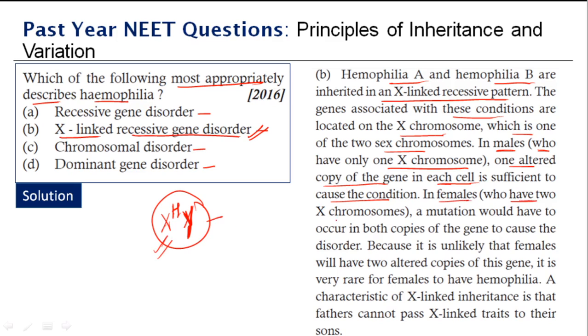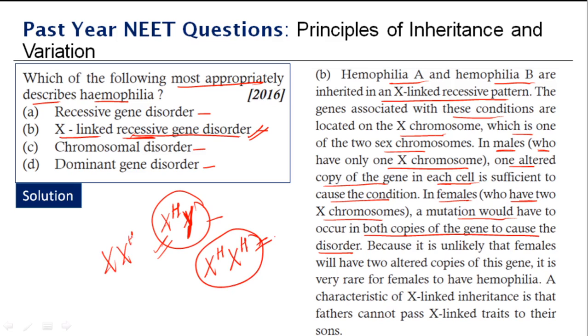In females who have two X chromosomes, a mutation would have to occur in both copies of the gene to cause the disorder because it is a recessive gene. So both copies must be present for the disease to be caused. If the genotype is carrier, then there is no disease. Because it is unlikely that females will have two altered copies of these genes, it is very rare for females to have hemophilia, and it is very easy for men to have it because they just need one copy.